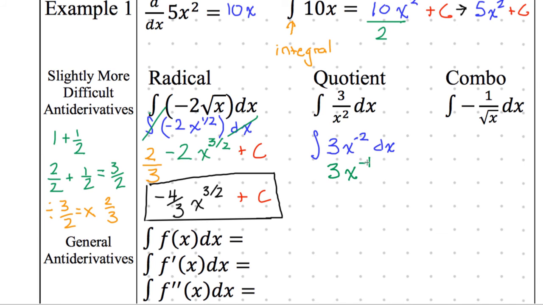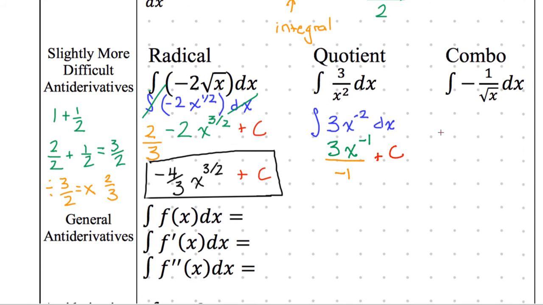Add 1. And then what? Divide down. So I'm going to divide everything by that negative 1. And don't forget your C, your constant of integration. Let's go ahead and simplify this in our next step. When I simplify this, it becomes negative 3x to the negative 1 plus c. You could write this negative 3 over x if you wanted to, but I'm just going to be lazy. Let's be lazy right there. Don't you hate fractions?